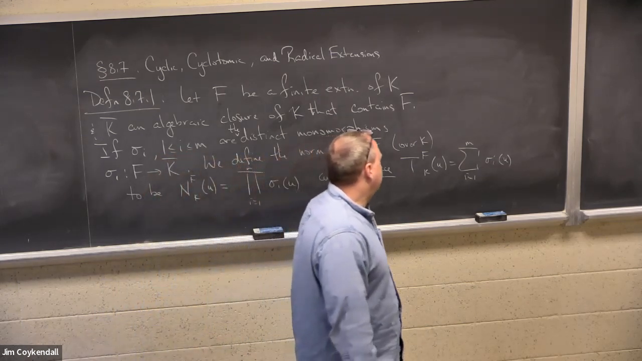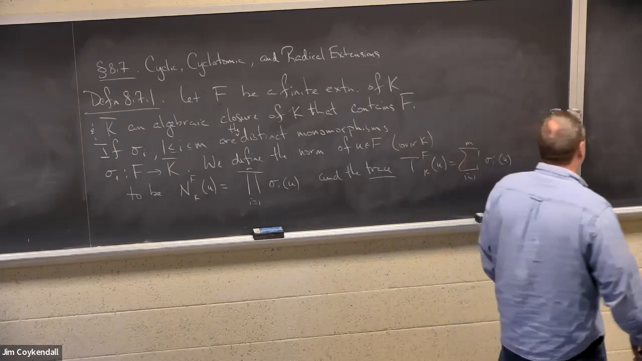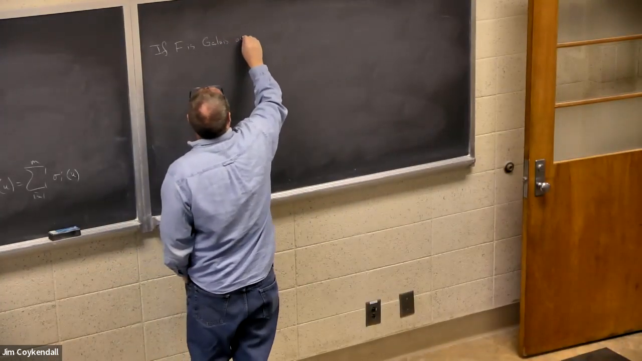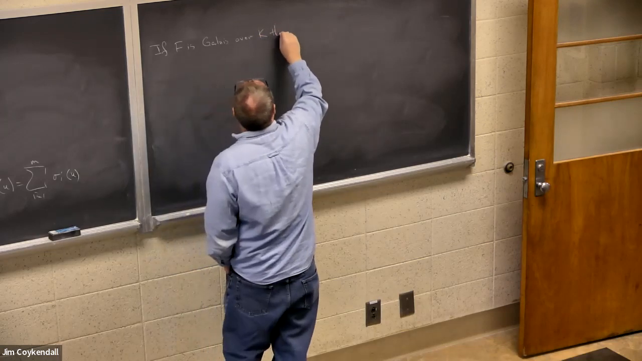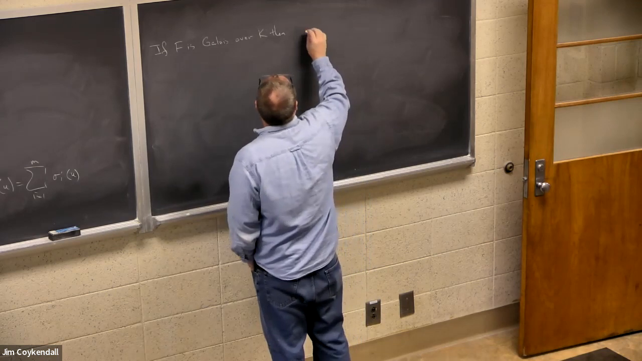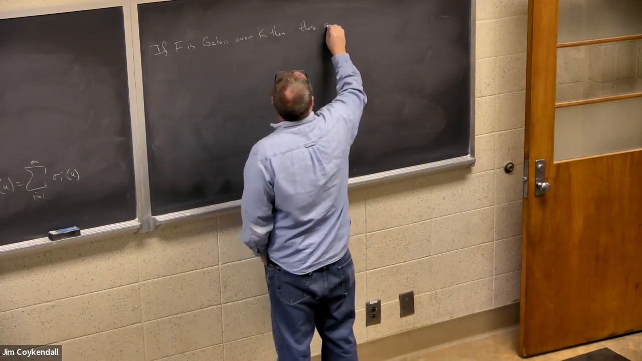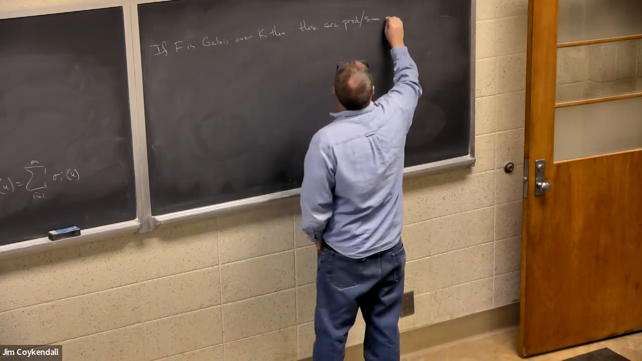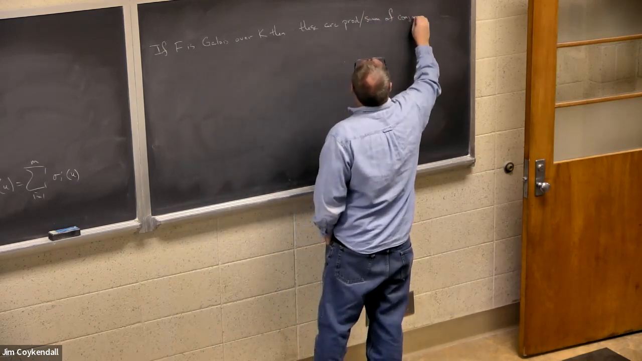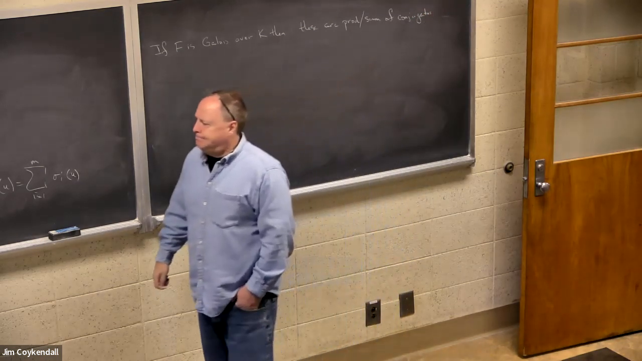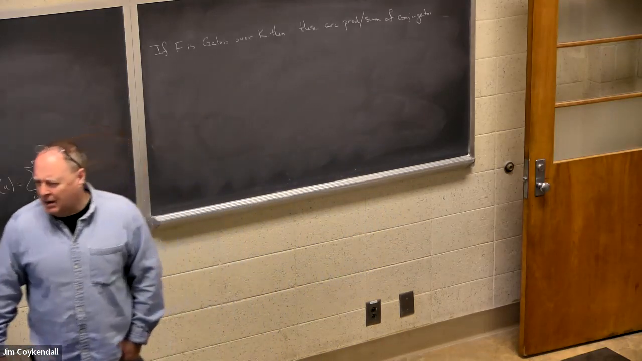Note that if F is Galois over K, then the norm, or product of, and the trace, sum of conjugates, stay in K. Let me illustrate what can happen in the non-Galois case.